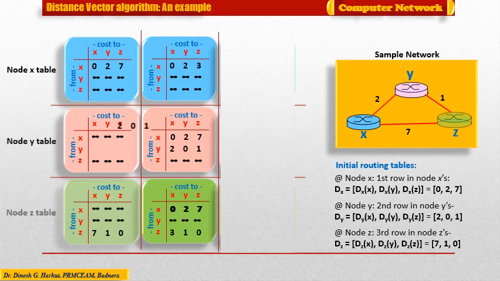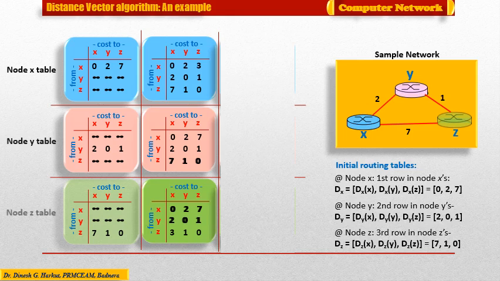Similarly, node Y will send its own distance vector to its neighbors, node X and node Z. And node Z sends its own distance vector to the remaining two neighbors, node X and node Y. This is the condition once all three nodes send their own distance vectors to their neighbors.